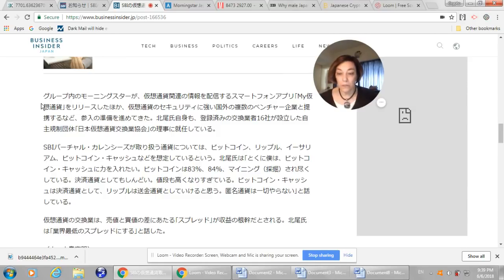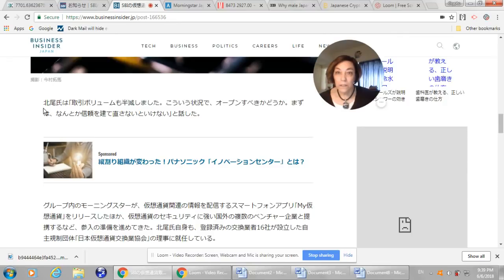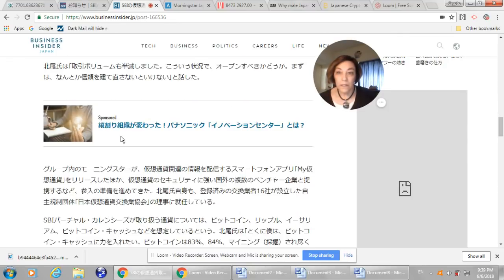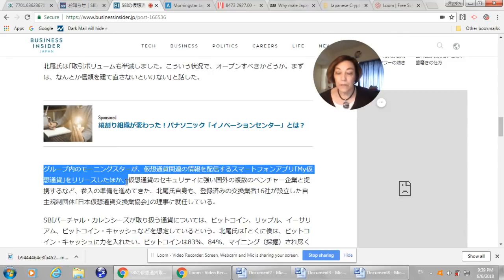So if I take a look at, I think it's actually this section right here. Okay, this one's important. So here he talks about the Morningstar application. Group 9 のモーニングスターが仮想スカカレンの情報を配信するスマートフォンアプリ。So there is a smartphone application called Morningstar. And he is pointing out that this is going to be an available technology for people who are using the virtual currency trading site.